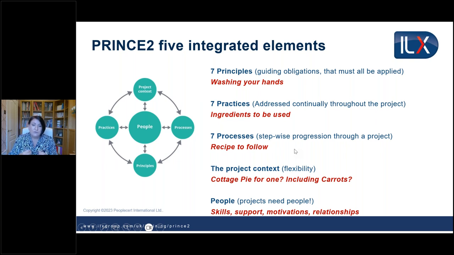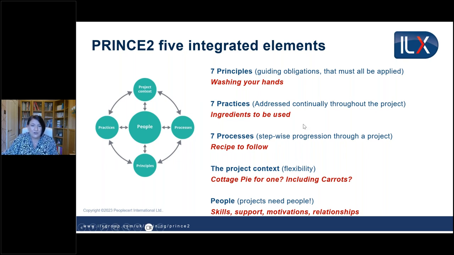So when we're thinking about producing a cottage pie, producing a meal, has that person, those people involved, got the right skills to create that end product? Have they had the training? Do they need some support? How can we motivate people to participate with this? Also, what about the relationships with other people involved in the project? Is there just one person in the kitchen doing everything? Or is one person doing one thing and then it's being passed on to somebody else to do the next thing? So we need to make sure we understand these relationships and we understand how we can support people to actually work on the project to produce the products.